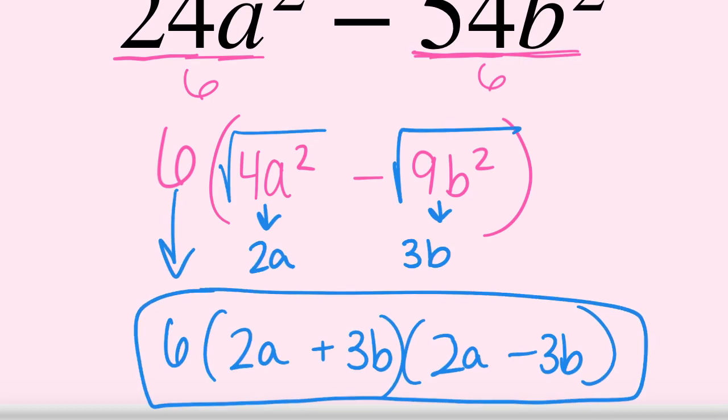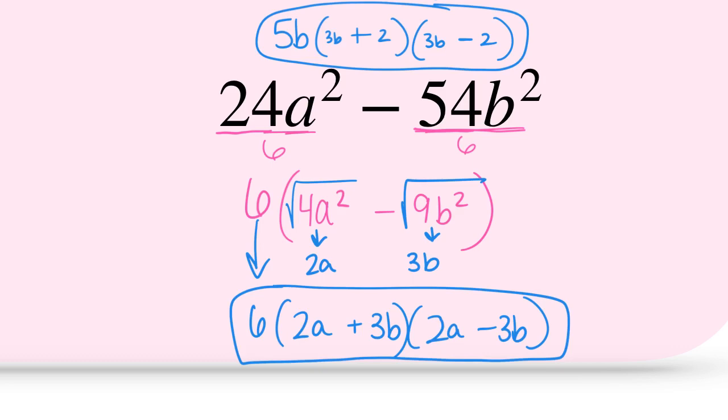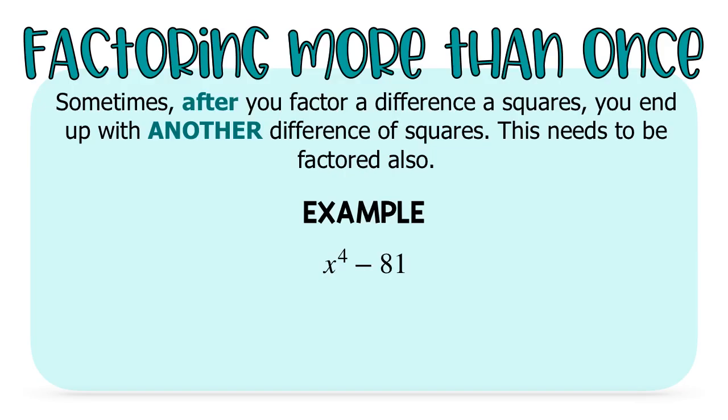Okay, so that is how you factor a difference of squares when there's a GCF. And now we're going to look at a different scenario. So sometimes after you factor a difference of squares, you're going to end up with another difference of squares, and that needs to be factored also. So we're going to see that happen in this example here.